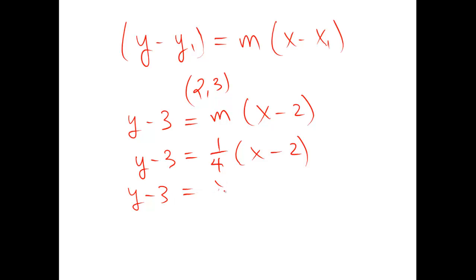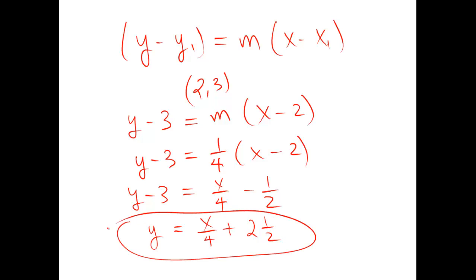This equals x over 4 minus 2 over 4, or 1 over 2. If I just want to get y alone over here, I end up with y equals x over 4. Now this is minus a half plus 3, so it's plus 2 and a half. And that's the answer. That's the equation, and we derived that from 2 points.